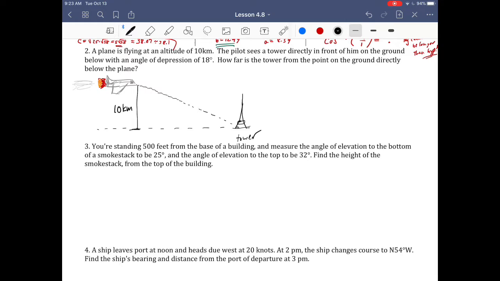All right, I'm back. Now you had a chance to read this problem. You've got a plane flying at an altitude of 10 kilometers. Altitude, of course, is measured at a right angle, 10 kilometers therefore being that leg of a right triangle. The pilot in the cockpit here.